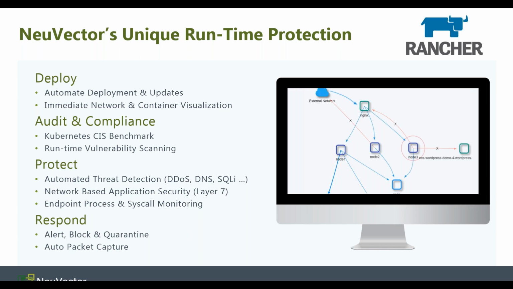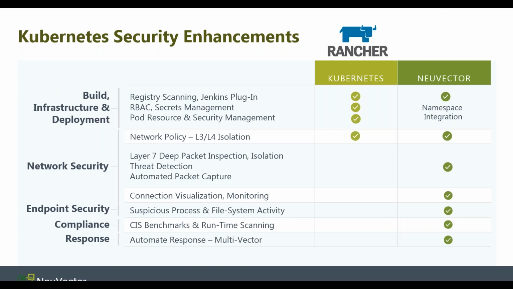We also do deep layer 7 analysis and endpoint security, for example monitoring the syscalls, the processes, and the file systems. The beauty is everything happens automatically, so you gain visibility and security in an automatic fashion. Of course, on the response side, NeuVector can alert, block, or even quarantine your containers based on behavior. And we can even do packet capturing for forensics or troubleshooting.